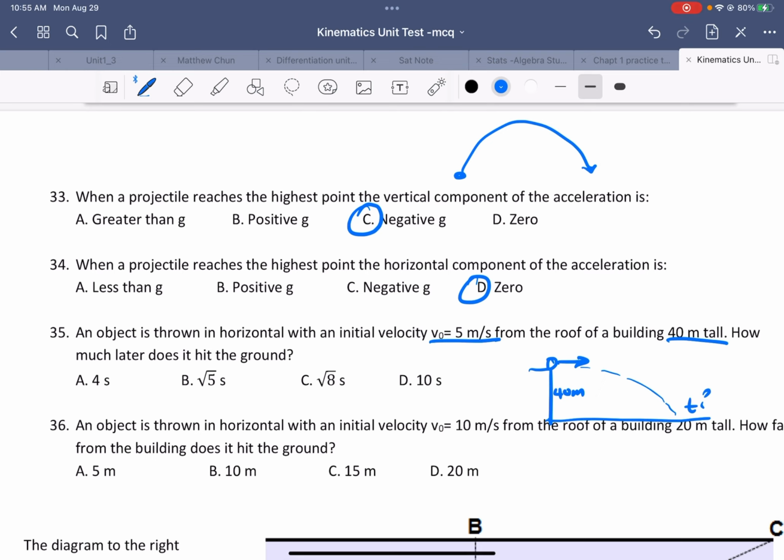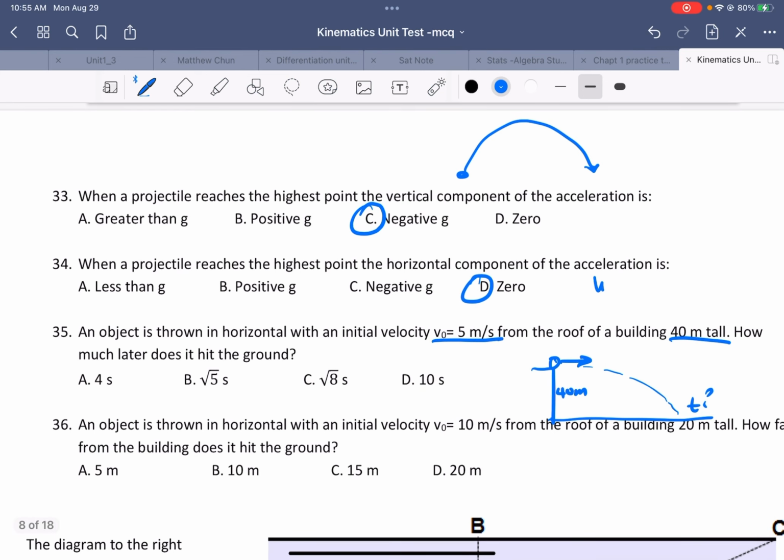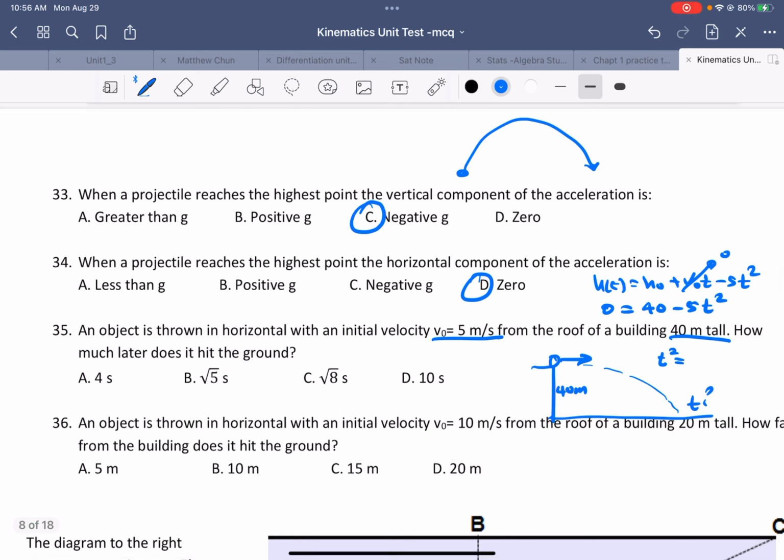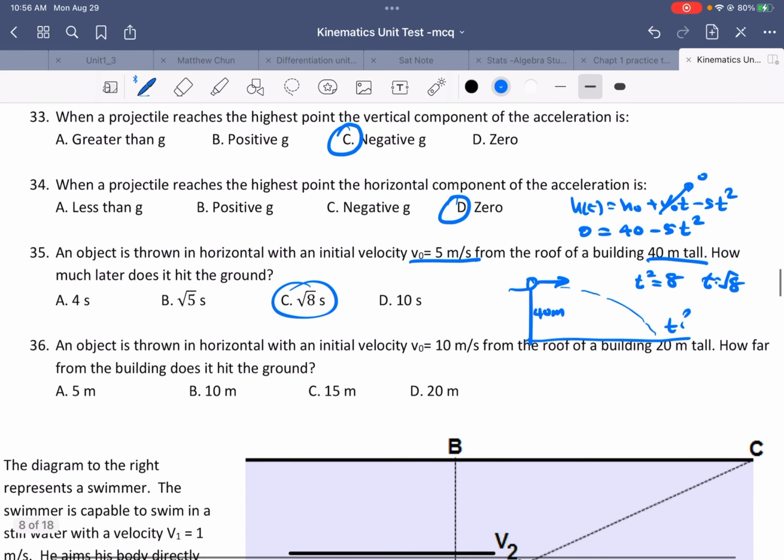So you can do it this way using this formula: h of t equals h naught plus v naught t minus 5t squared. And the vertical velocity is 0. So when it hits the ground, 0 equals the initial height 40 minus 5t squared. You can find t from here. So t squared equals 8, then t is root 8 seconds. So root 8 seconds later it will hit the ground.